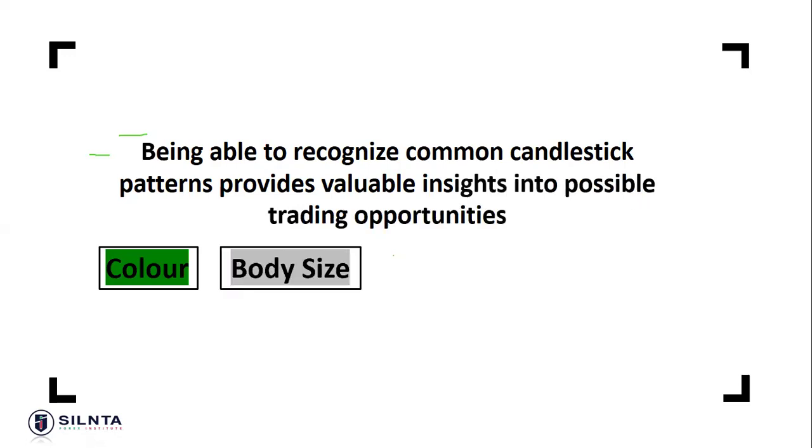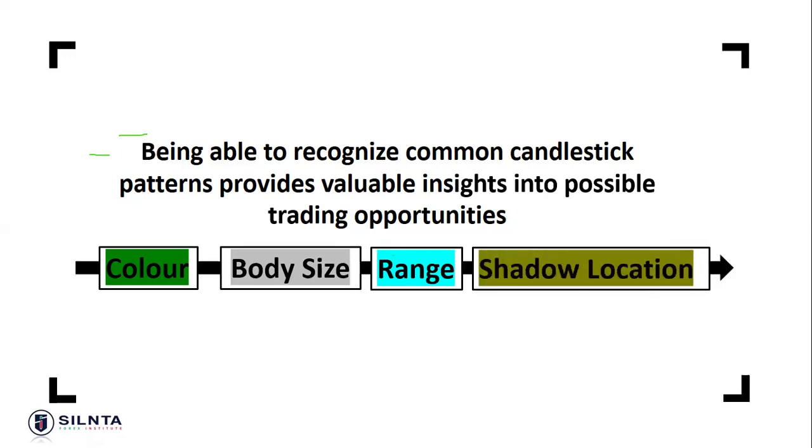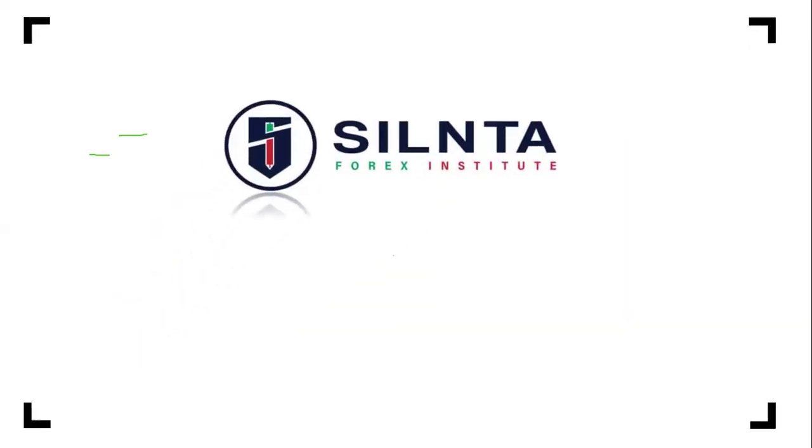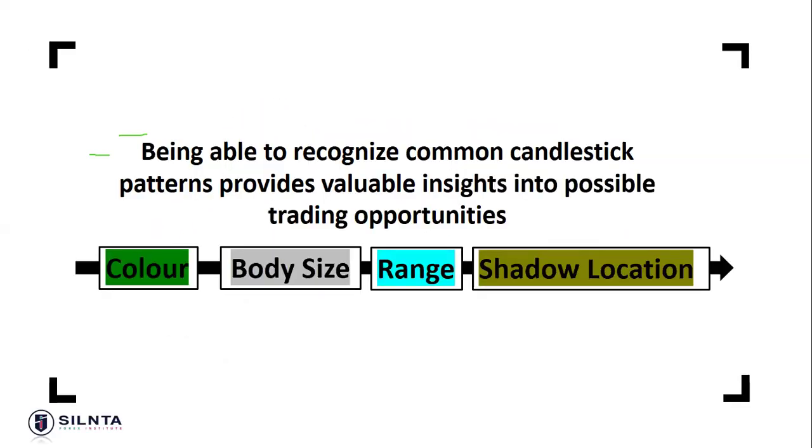Being able to recognize common candlestick patterns provides valuable insight into possible trading opportunities. Being able to identify and tell this pattern behavior helps us identify opportunities. That's why we are learning it. And then we have the four things that are very important: the color, the body, the range, and the shadow location. That is what we have covered. It seems we have come to the end of the session.